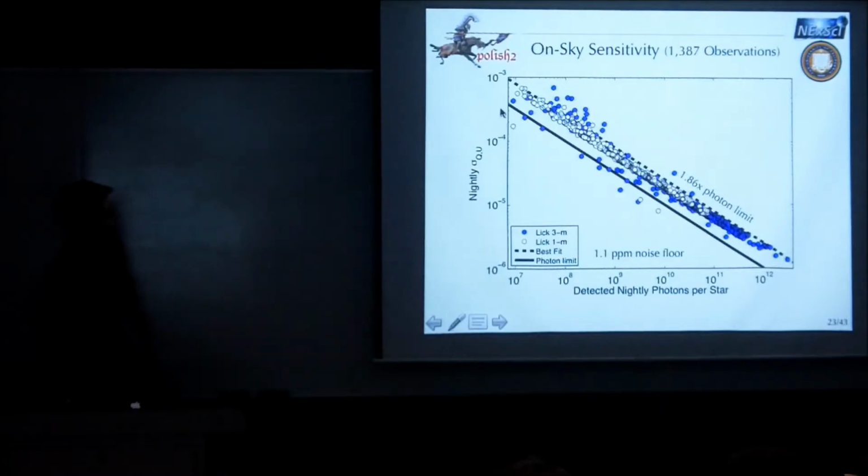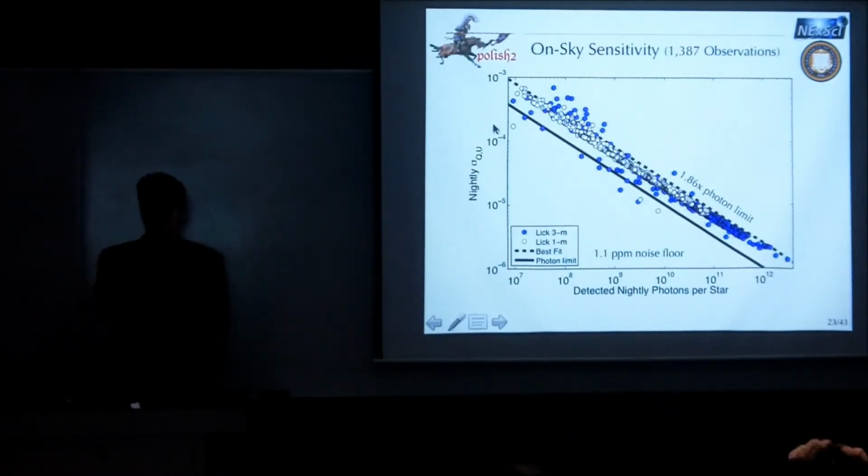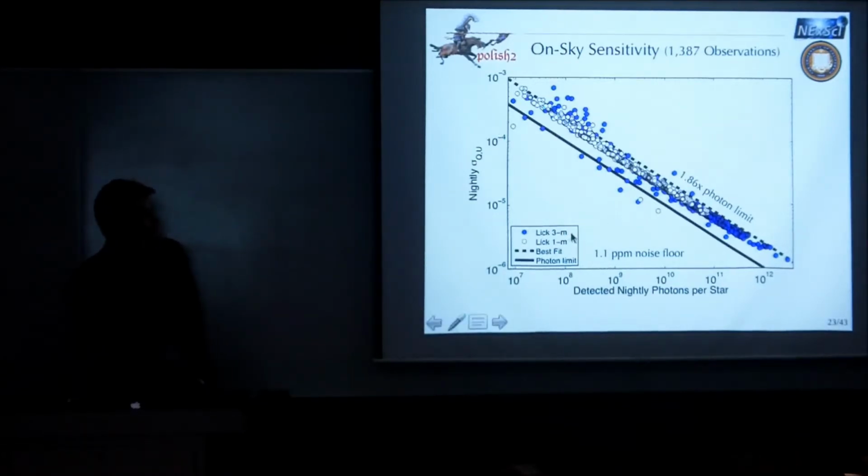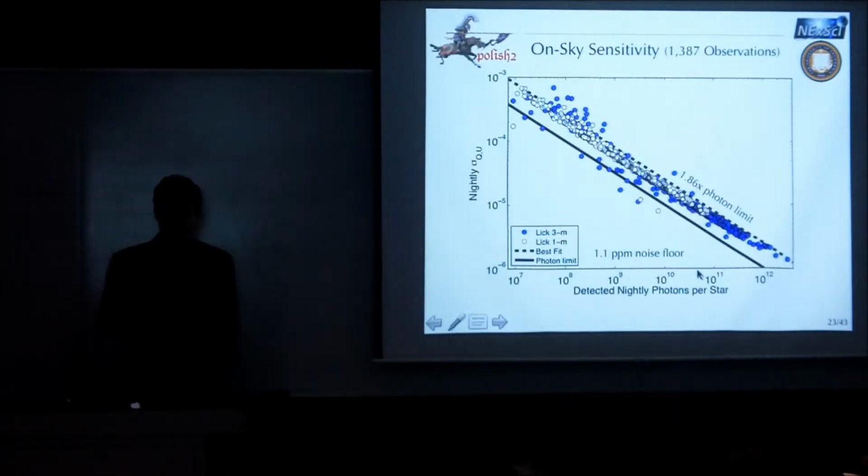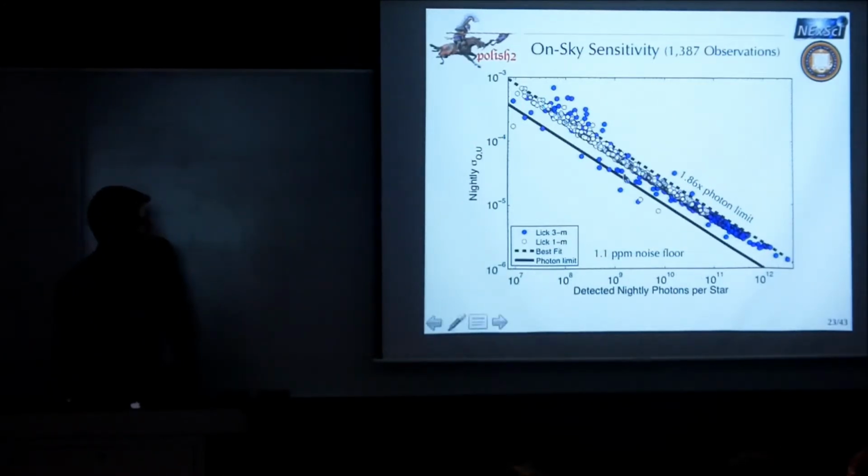So here, each of these data points represents an observation of a star on a given night. There are bright stars, faint stars, using a 3-meter telescope, using a 1-meter telescope with the same instrument. Up here I'm showing the formal uncertainty in the measurement. So how well did we measure these data? This is the sensitivity, as a function of the number of photons in the measurement. Some stars are brighter than others. And you can see I've plotted the photon noise limit right here, 1 over square root of the number of photons.